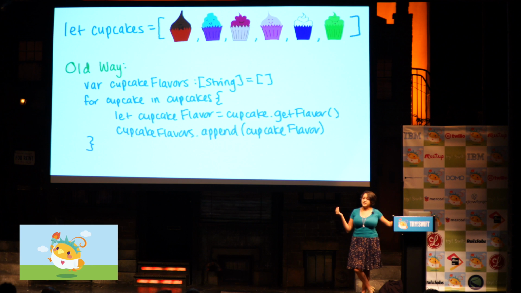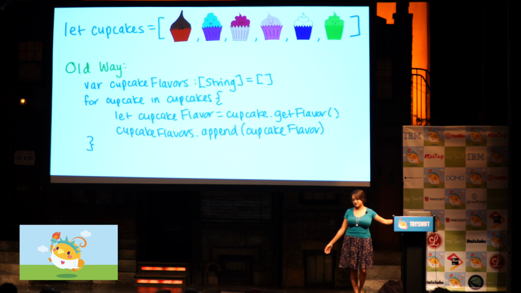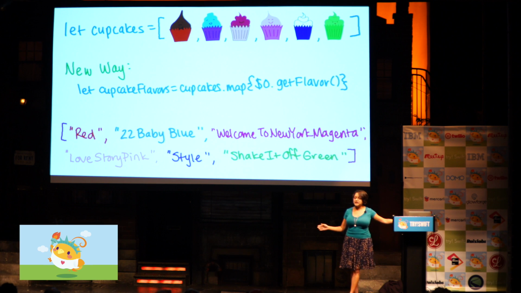To do that in the old way, we'd have to initialize an empty string array. Then we'd say for cupcake in cupcakes, let cupcakeFlavor equal cupcake.getFlavor, fairly straightforward. And then we would append that flavor to our new array of cupcake flavors. Now the new way, when we're doing mapping, is actually a nice little one-liner. We could just say cupcakes.map and $0, which is the shorthand for the first argument, and we just say get the flavor, and it returns to you a nice array in one line that has all of the flavors of the cupcakes.